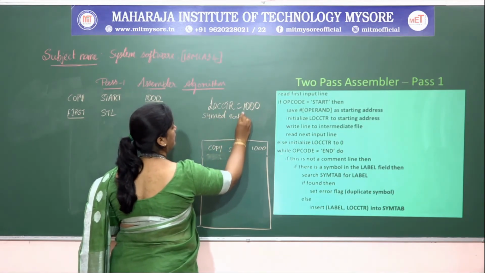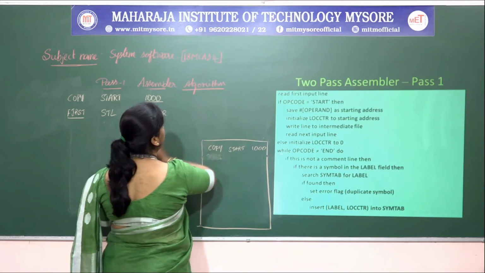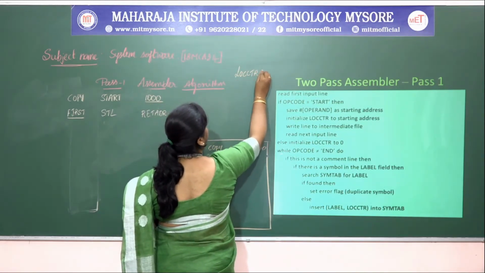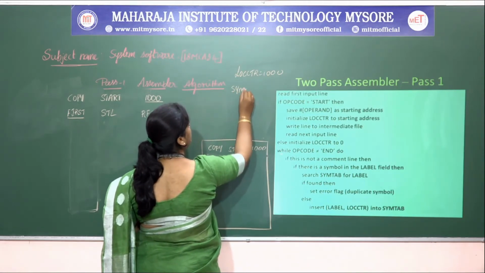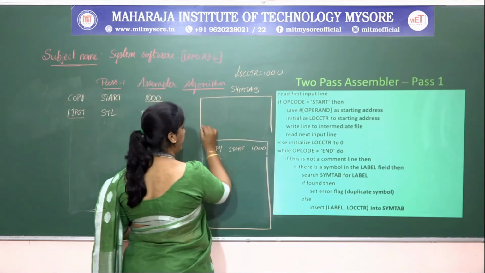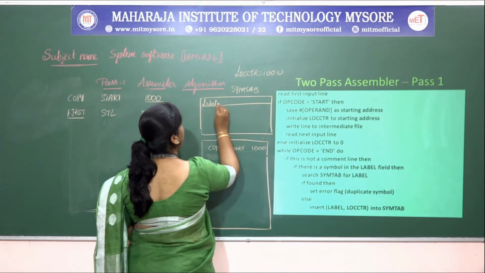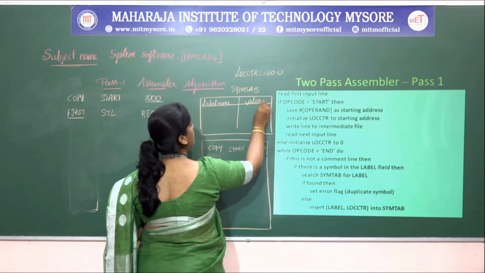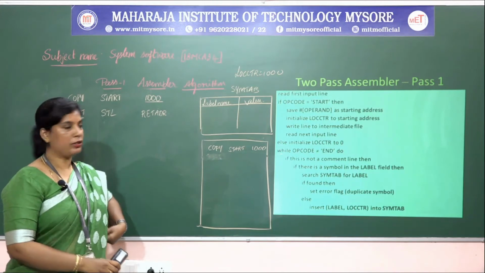Symbol table, that symbol table is having the location counter value, which is 1000. It is going to construct the symbol table. That symbol table is having all the entries of the label name and the value. What is the value? That is the location counter value.